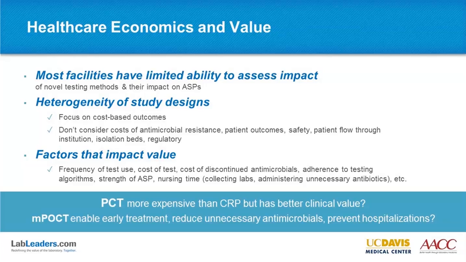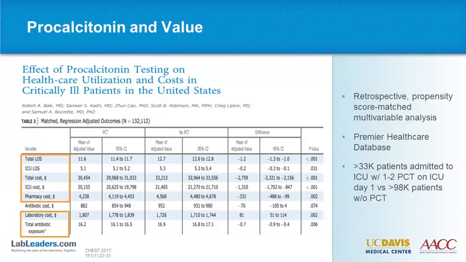And some studies don't even consider antimicrobial resistance, patient outcomes, safety, patient flow, institutional isolation, and regulatory aspects. And factors that impact value, such as frequency of tests, cost of discontinued antibiotics, et cetera, and algorithms, are ultimately things that can affect the performance of your studies and how you would implement them. Here's some additional data that could help you move along.